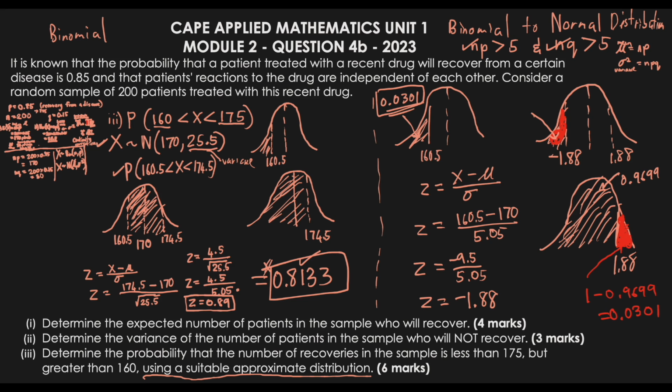Now remember, we have that probability as well as the other probability, and to work out the probability in here, we have to subtract the two. So the probability for the final answer would be 0.8133 minus 0.0301. That gives us an answer of 0.7832. So this is our final answer for this question.